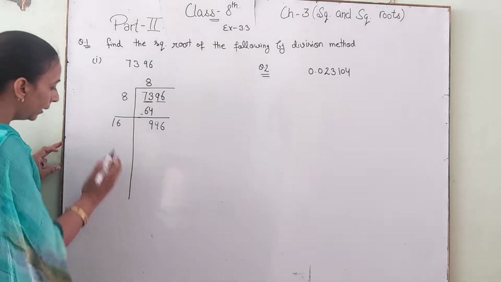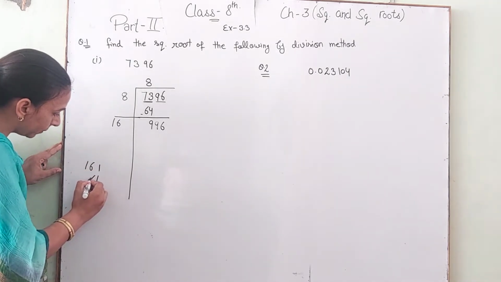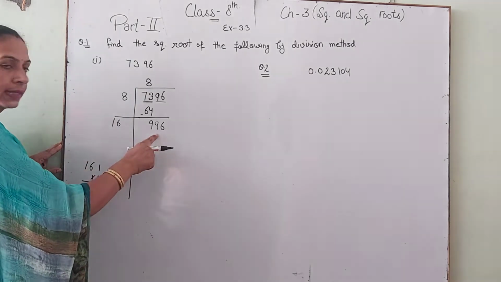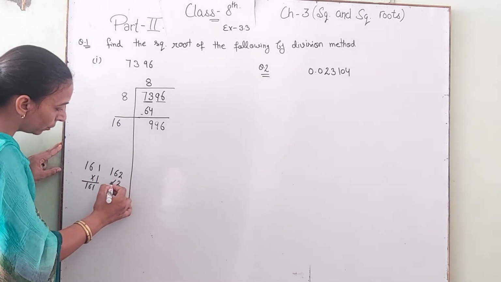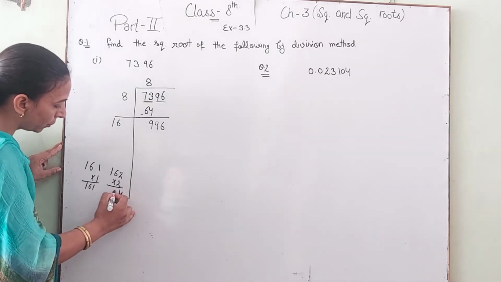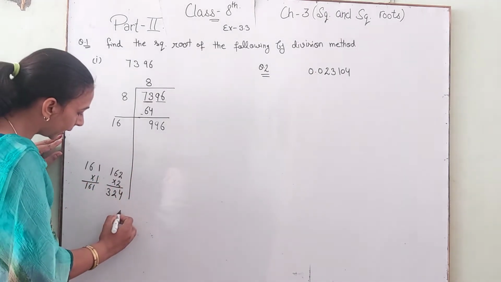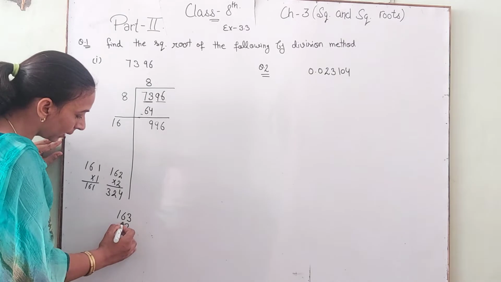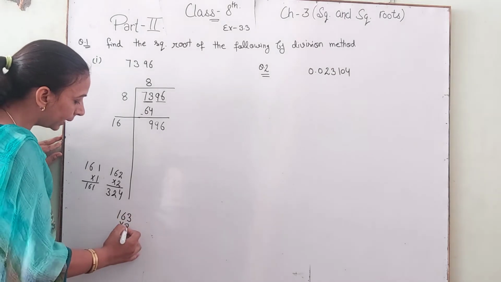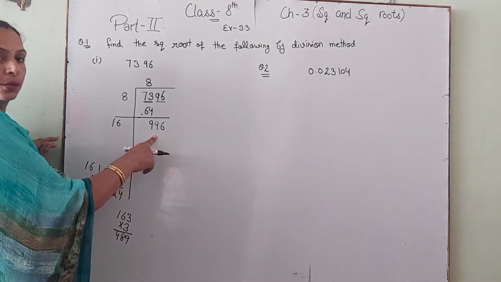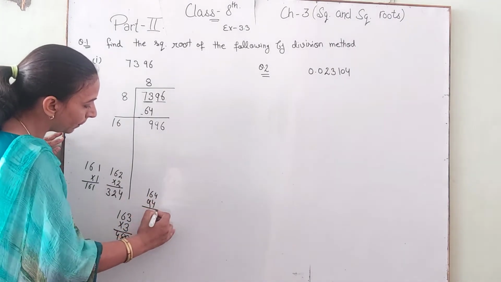Next we find the digit. If we take 161 and multiply by 1, it is greater than 996. Next we check 162 and multiply by 2. That is also greater. Then we check 163 and multiply by 3: 3 3s are 9, 6 3s are 18, and 1 3 is 3, giving 4. This is also greater. So next we check 164 and multiply by 4.